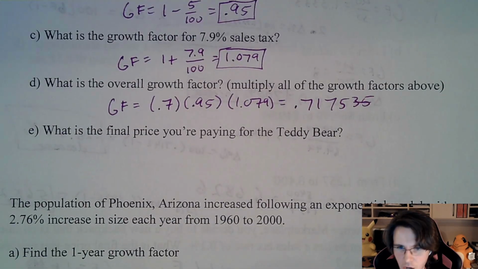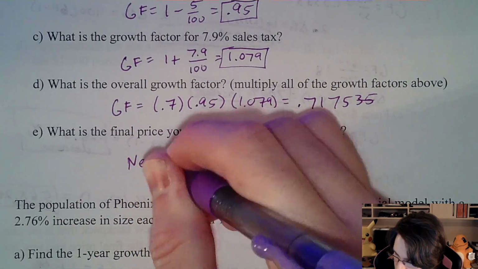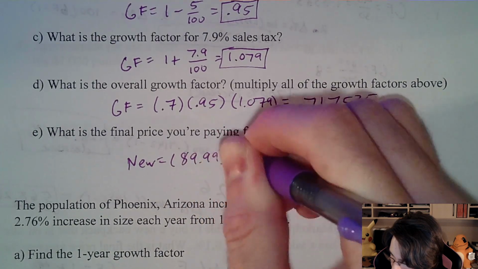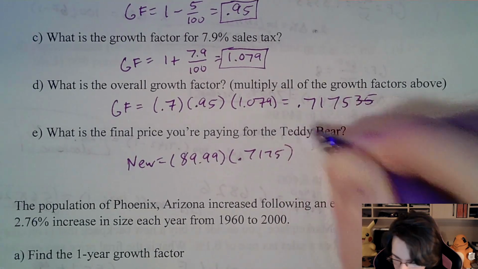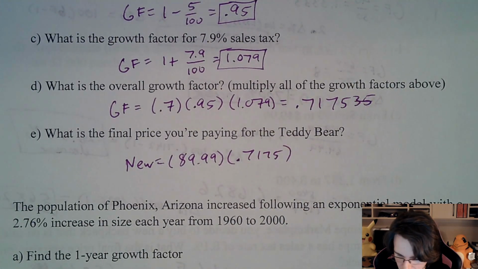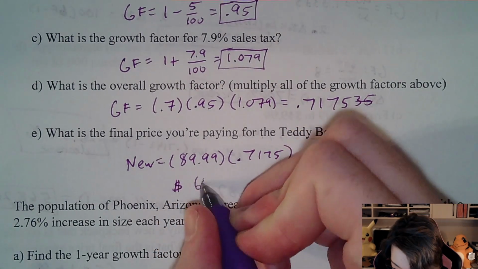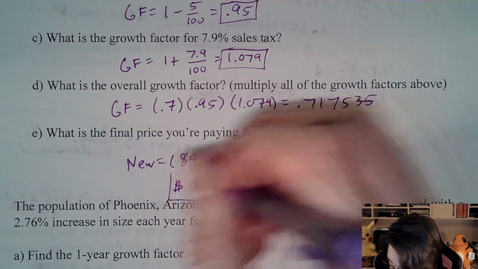Cross those off. What is the final price you're paying for the teddy bear? So same exact idea. The new is always equal to the old, which is 89.99 multiplied by that 0.7175. 4 decimal places is fine. So 0.7175 multiplied by 89.99, and you will end up with a final price of your teddy bear of $64.57.